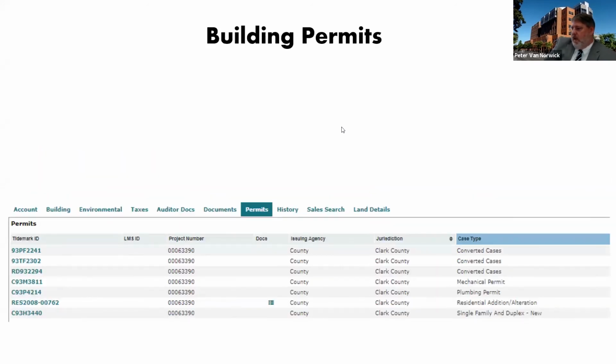The other thing is building permits. Those also appear on our website. I'm sure John, as an appraiser, can tell you, people go and make changes to their property and don't get it permitted. We're going to find out.